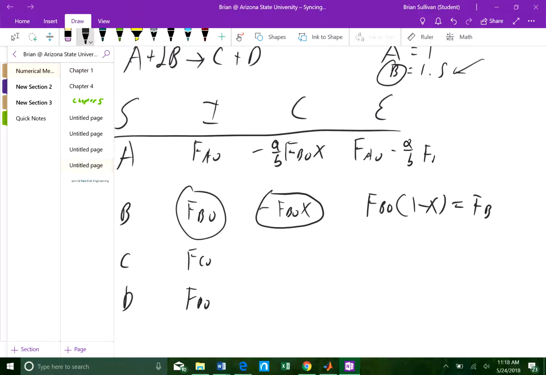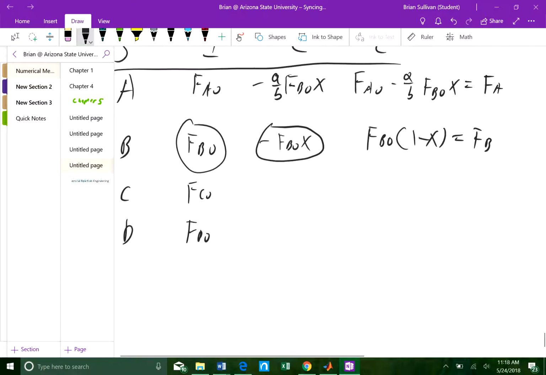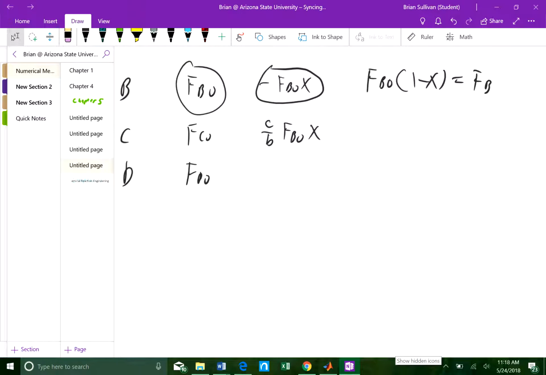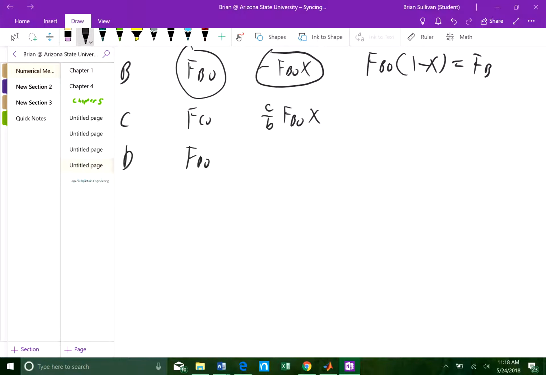And that's all going to be equal to Fa. Now we can do the same thing for C and D. Another little cell difference, because C is forming and D is forming and not disappearing like in the case of A. What you're going to get is C over B, FbO, X. And again, everything's in terms of B really, because you're dealing with the conversion of B, and B is your limiting reactant. So you've got to do this whole analysis in terms of that.